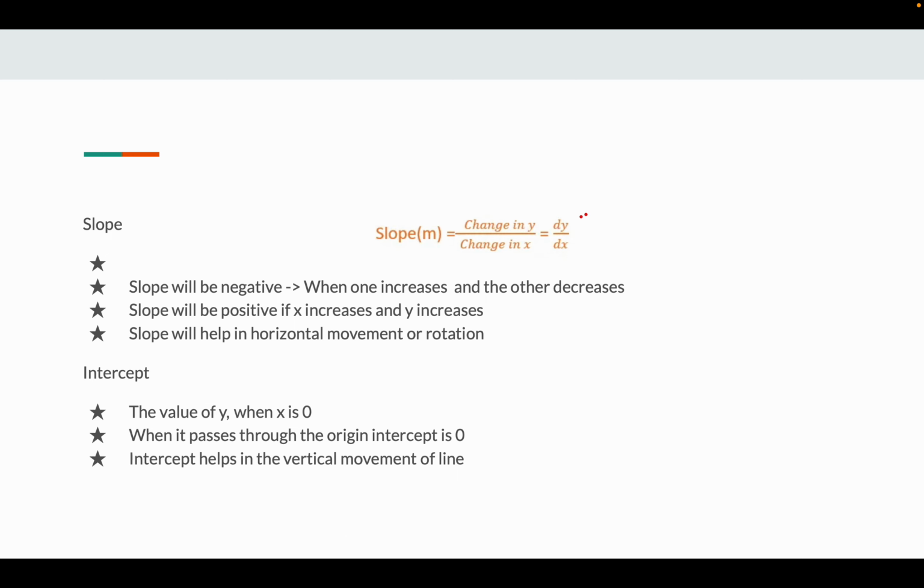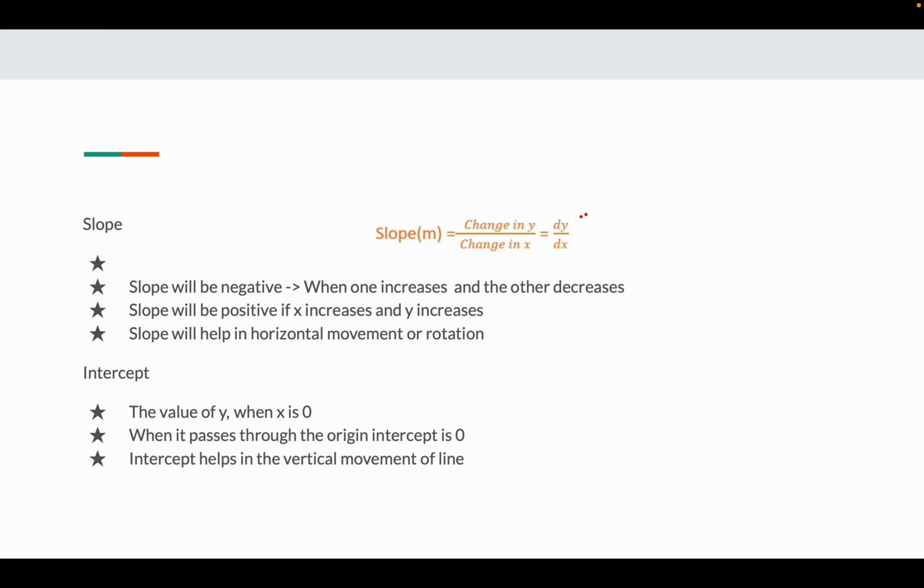Then the slope helps us with the horizontal movement, or we can say it helps us rotate or shift the angle. And for a straight line, the slope is constant. So if we have a slope at one point, it is the same at any other point on that line.